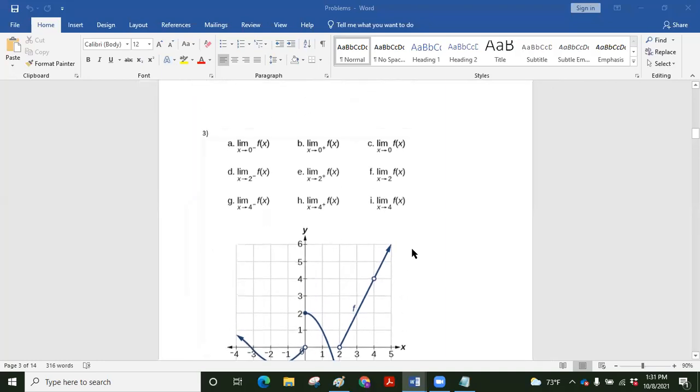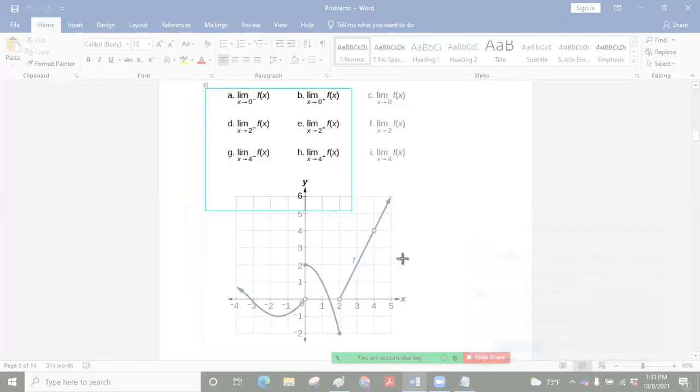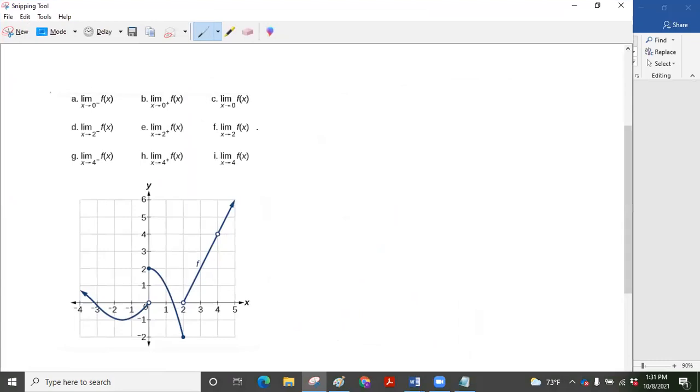So let's take a look at another limits question here. This one's asking us, what is the limit as x approaches 0 from the left? So as we're coming in from the left, we're asking what the y value is at this point. Well, we know that if there is a dot directly on the x-axis, the y value there is 0. So we're going to say that it's 0.